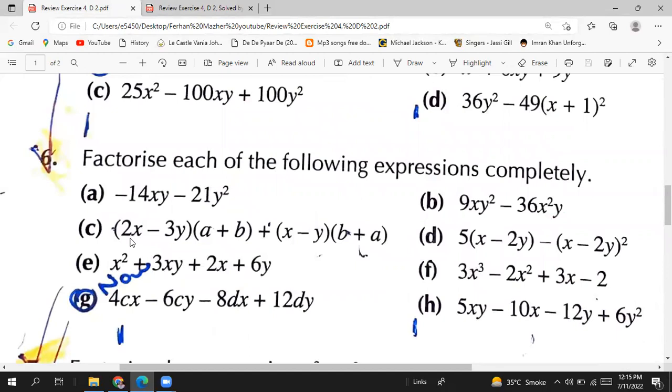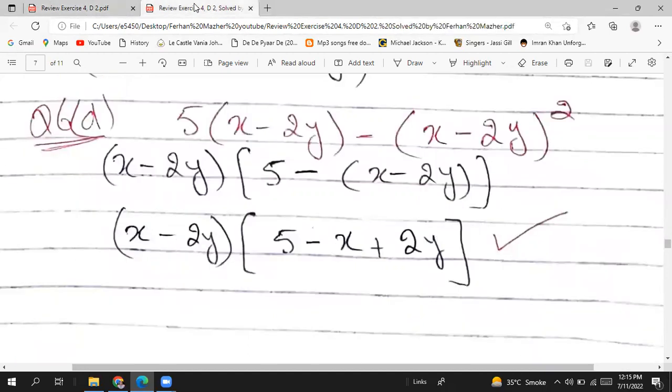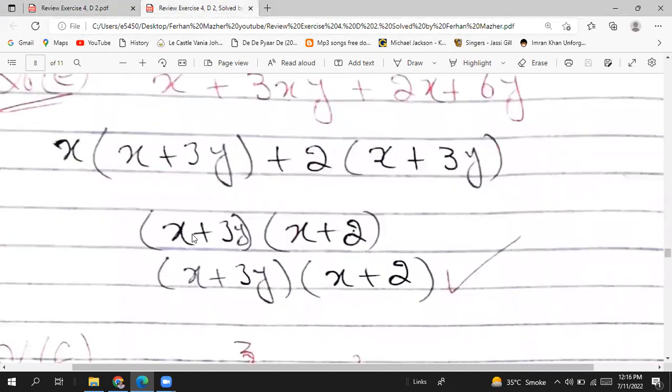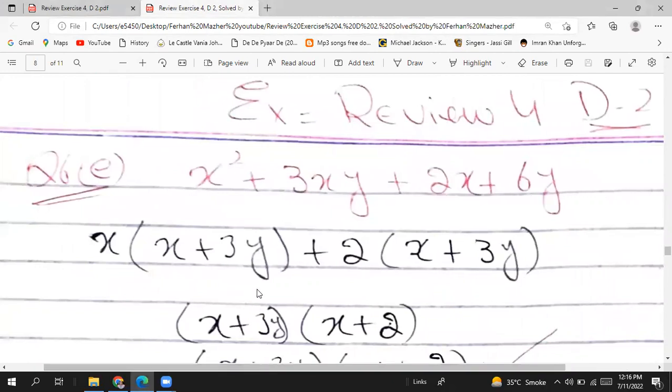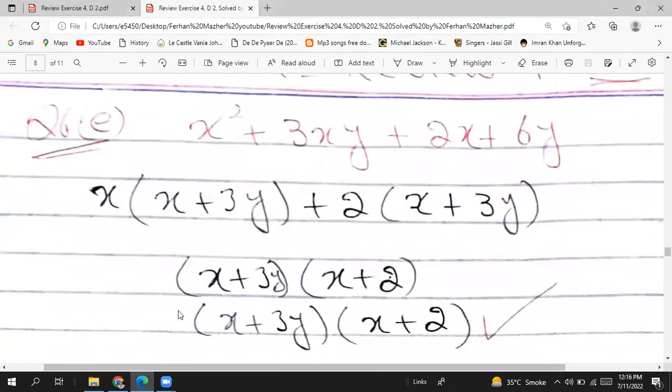Now we are going to the next question. The next question is question number 6, and it's E part. We have x squared plus 3xy plus 2x plus 6y. From the first two terms, you can see x is common. I will take x common. Inside the bracket, you are left with x plus 3y.